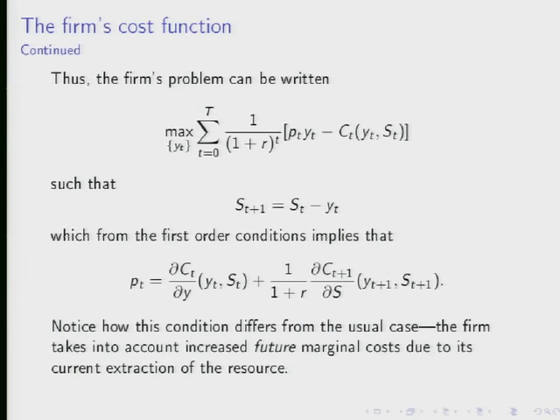What the firm cares about for its supply decision is the sum of these two curves. Let me see if I can sum those. I wind up with something like this as the sum of these two expressions. So this is the whole right-hand side: dC_t/dy_t minus dC_{t+1}/dS, all times 1 over 1 plus r. This is what the firm uses to decide how much to extract today.